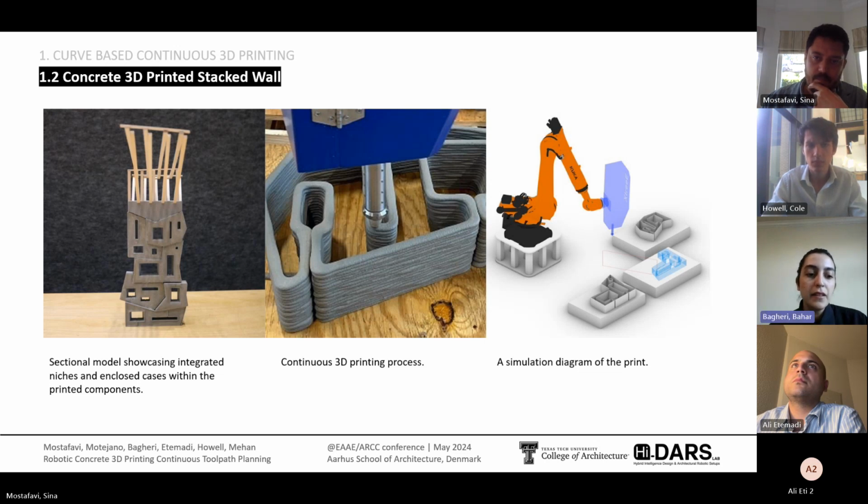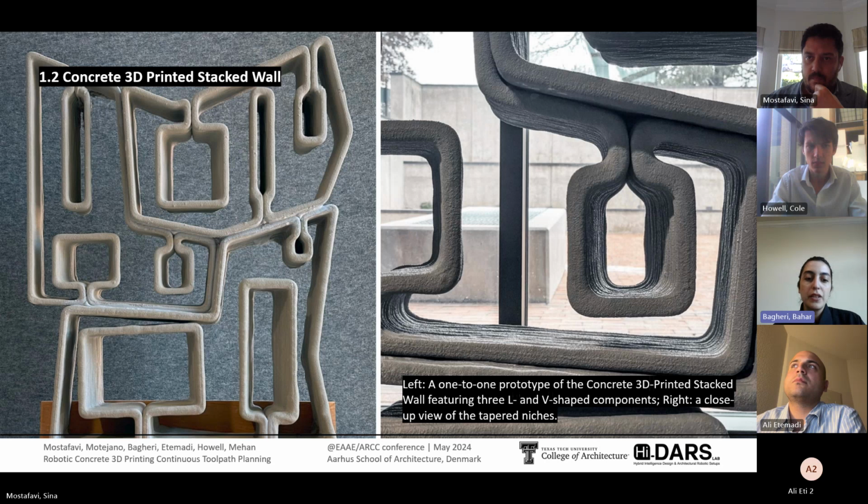In this slide, you can see the toolpath design strategy that creates continuous cavities within each component and develops a continuous printing path for the outer boundary connected to internal niche.